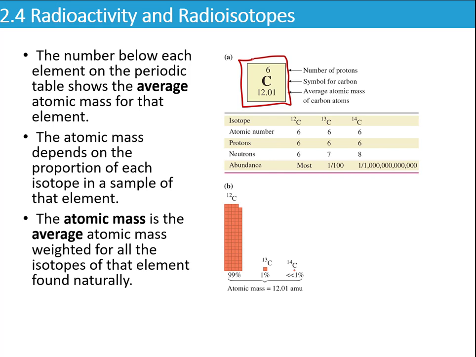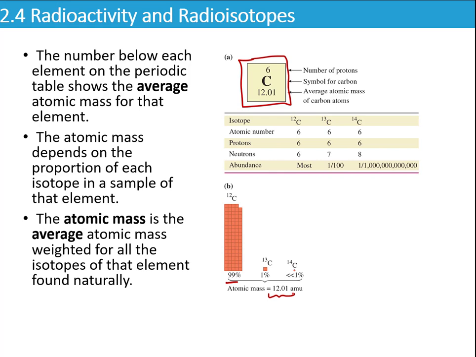The reason it has the decimal place is because 99% of the atoms of carbon found in nature are carbon 12. So almost all the atoms are carbon 12, but there's 1% of them that are carbon 13 and a very small percent of them that are actually carbon 14. So when they took their relative abundance compared to their mass into account, this is why the number is a little higher than 12.